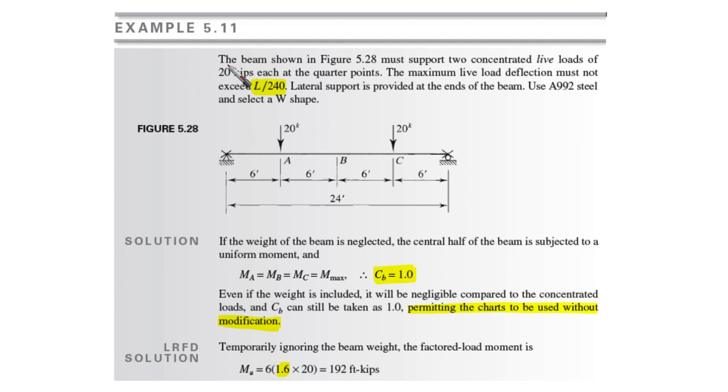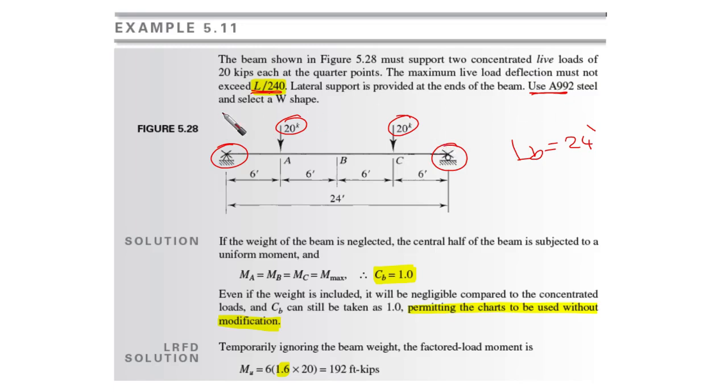The beam shown in this figure must support two concentrated live loads, as you can see, 20 kips each at the quarter points. The maximum live load deflection must not exceed L over 240, it's given. Lateral support is provided at the ends of the beam, which means that the unsupported length, Lb, the unbraced length, is going to be 24 feet.